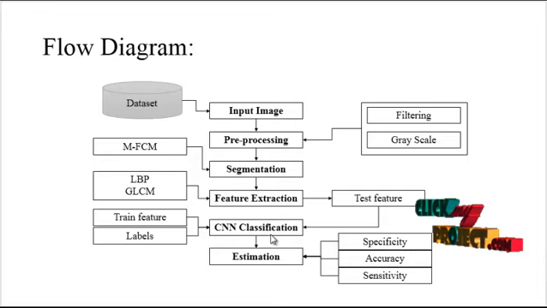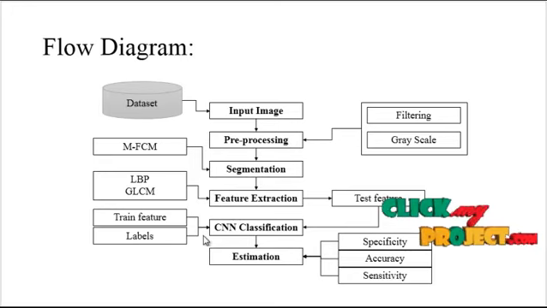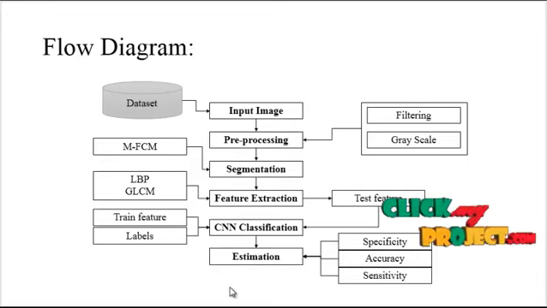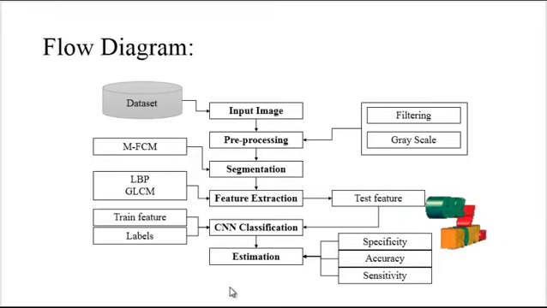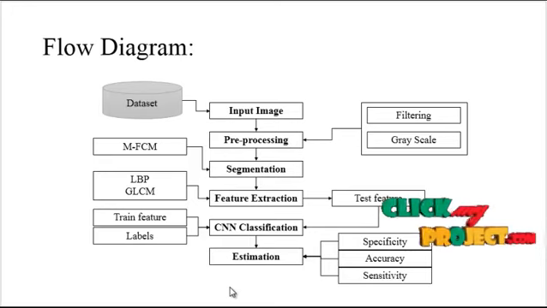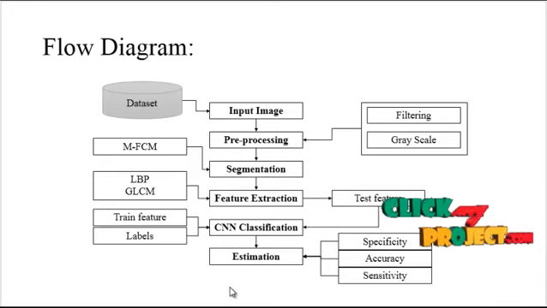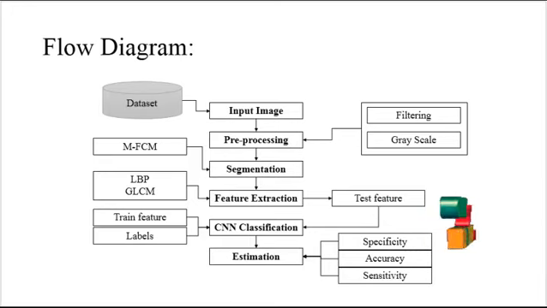Here we have to give three things as input for this classification method. The first is the test feature, the second is the train feature, and the third is the labels. By using these three inputs, we are able to classify the results. After the CNN classification, the performance will be evaluated by means of accuracy, sensitivity and specificity. By these three parameters, we can justify whether our process is efficient or not.